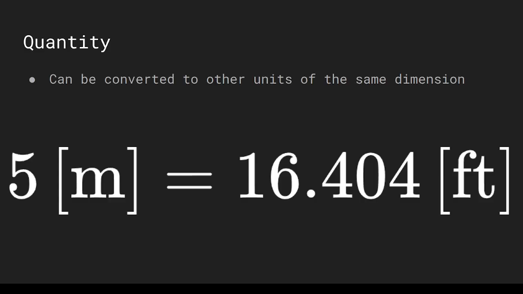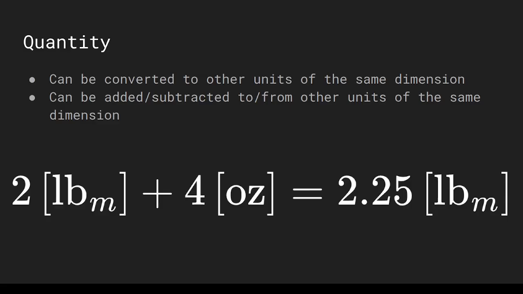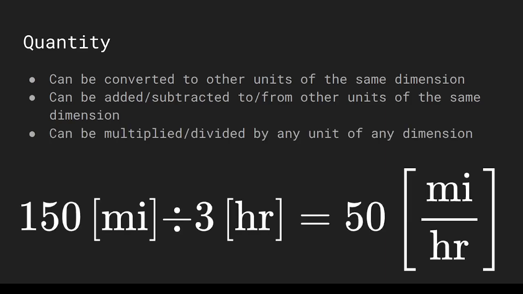So there are some rules that go along with quantities. They can be converted to other units of the same dimension. For example, meters to feet, they're both lengths. They can be added or subtracted to other units of the same dimension, for example, pounds plus ounces. They can be multiplied or divided by any unit of any dimension. For example, miles divided by hours is a length divided by a time, which gives you a velocity.